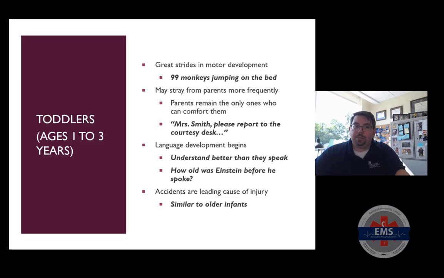Language development begins at this point of age. They begin to understand better than they actually can speak. So they can understand what you're saying, but they may not be able to repeat it back to you or complete it. Believe it or not, you know how old Einstein was before he spoke? I think he was almost 4 or 5 by the time he started to speak. We have to look that up again. But Einstein, as smart as he was, he didn't speak at 1 to 3.